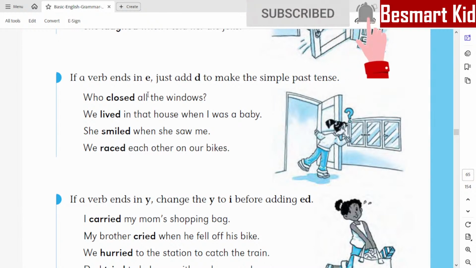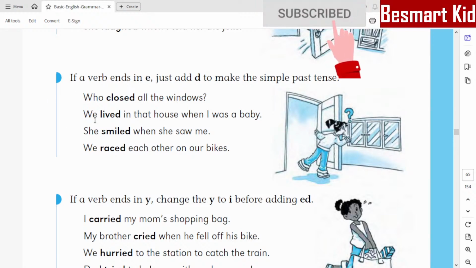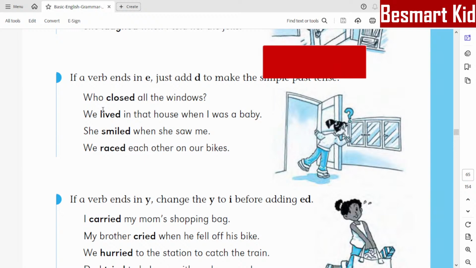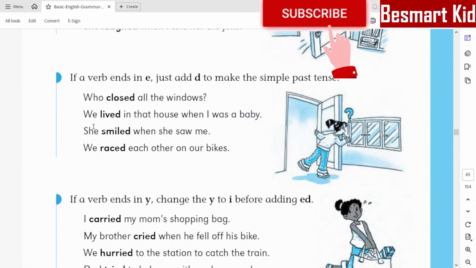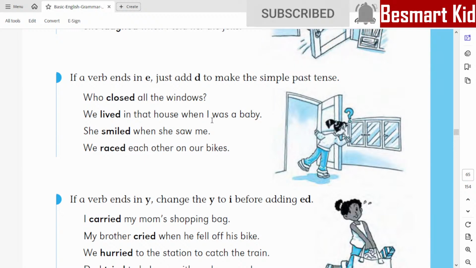If a verb ends in E, just add D to make the simple past tense. Who closed the window? We lived in that house when I was a baby. We raced each other on our bikes.